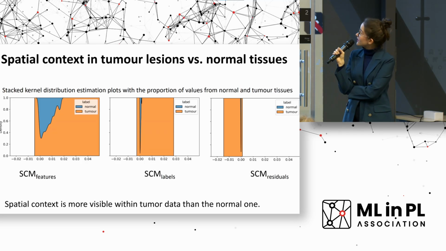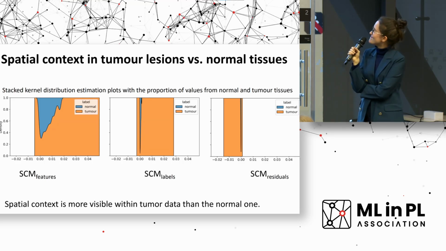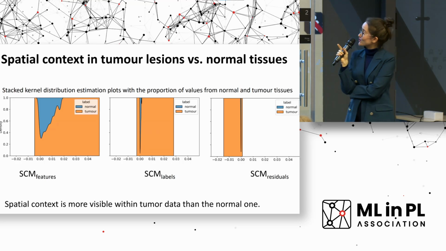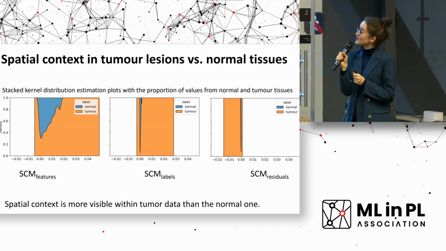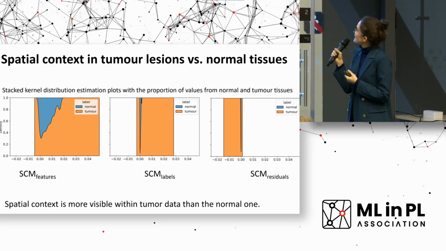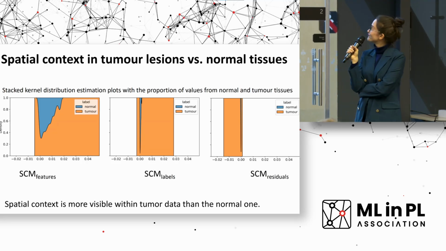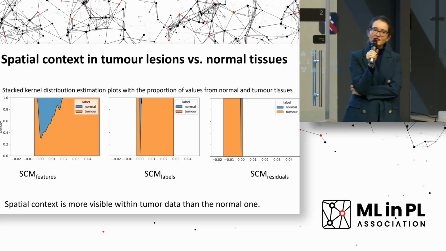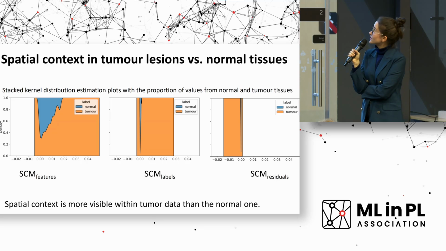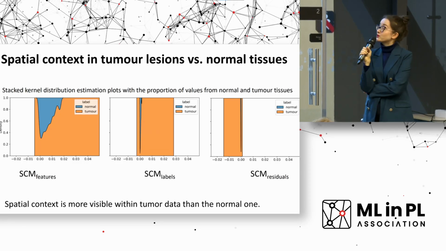And also what we have learned is that for SCM labels, so when we apply the W matrix for the labels, we can see that the range of values is smaller than in the first case, but at the same time, separability between the values for the tumor and normal data is much bigger. It's obvious. And lastly, what we have noticed is that the spatial context metrics for residuals is almost always negative. So it seems that the spatial context is not captured within the residuals. So later on, I will only focus on the first two metrics.